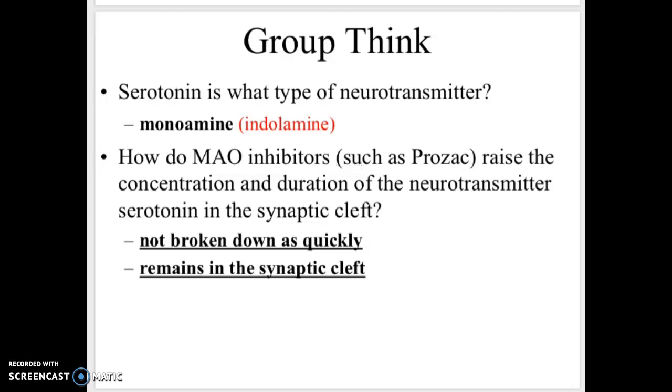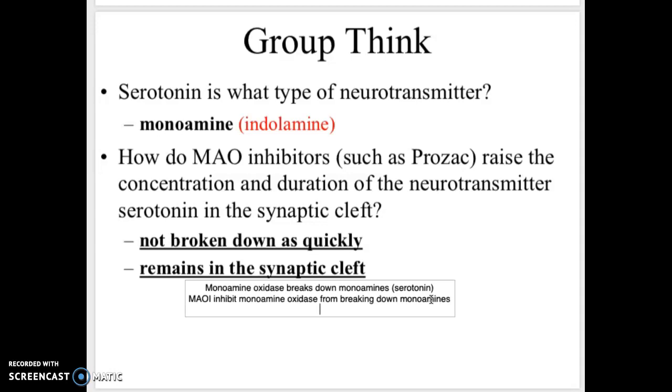So monoamine oxidase breaks down monoamines like serotonin. Monoamine oxidase inhibitors inhibit monoamine oxidase from breaking down monoamines. So if you can't break down the monoamines anymore, that means there will be more of them.